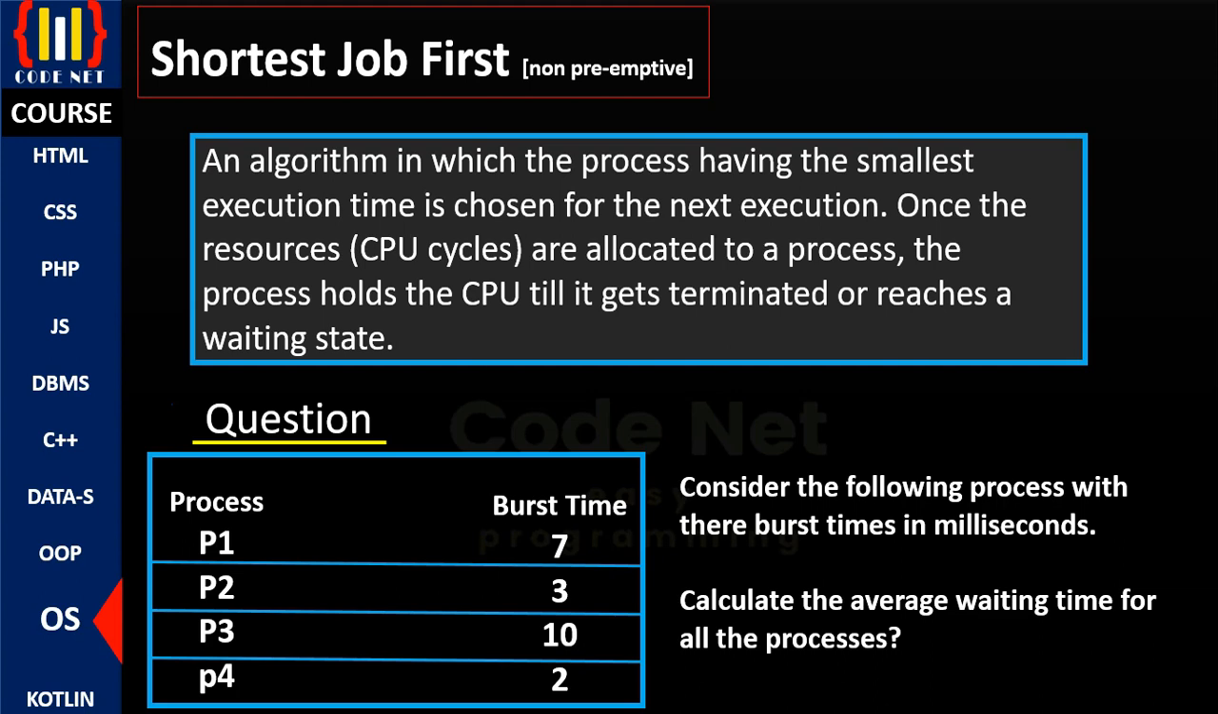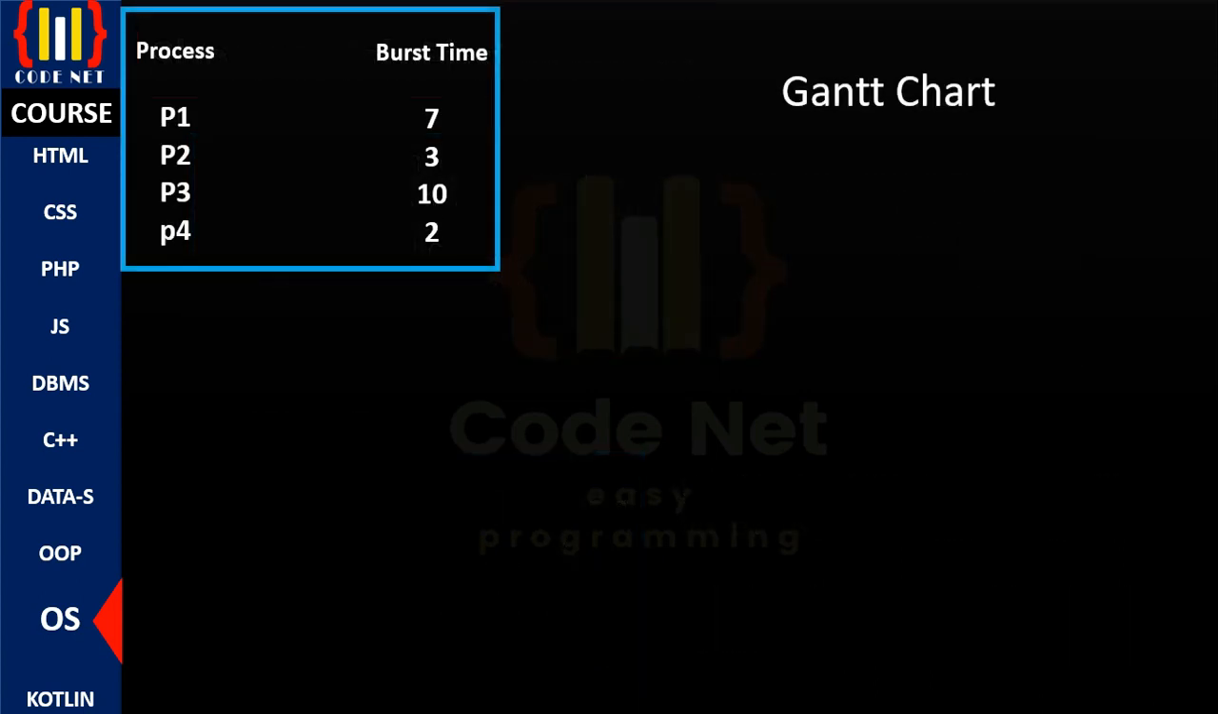So the question is, based on the burst times that we've been given, calculate the average waiting time for all the processes. To calculate the average waiting time for all the processes, we need to calculate the waiting time for each individual process, and for that we need to plot a Gantt chart that will allow us to understand the actual performance, the visualization of the processes and how they behave. So let's extract the waiting times from the Gantt chart that we'll plot.